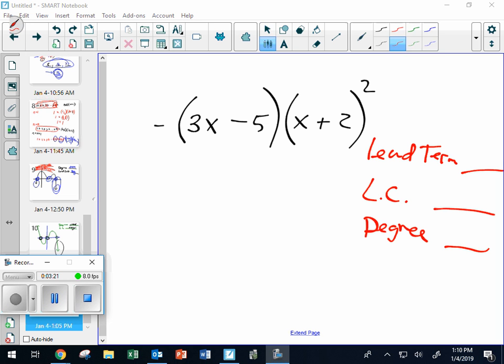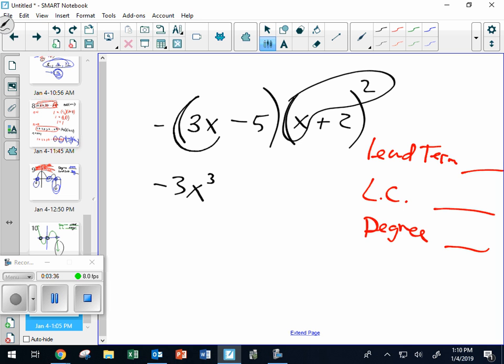This one, when multiplied out, would have a negative 3x to the third, and therefore it's degree 3. And if you're like, what? How did it become x to the third? That's an x squared times this x makes x to the third. And of course you include that too. Okay, so final answer, negative 3x to the third is the lead term. The lead coefficient is negative 3, and the degree is, well, odd, but it's degree 3.